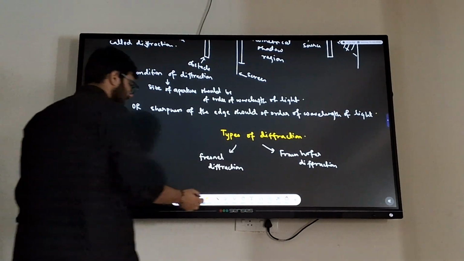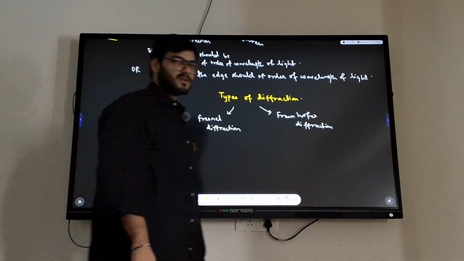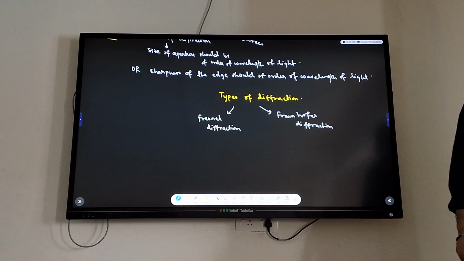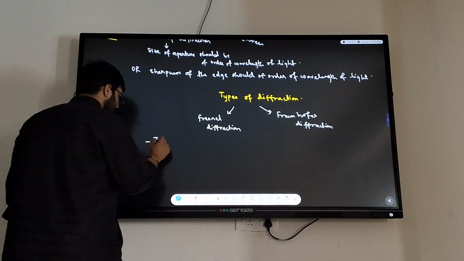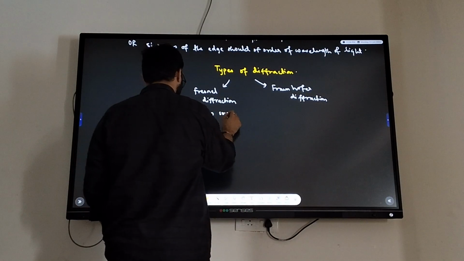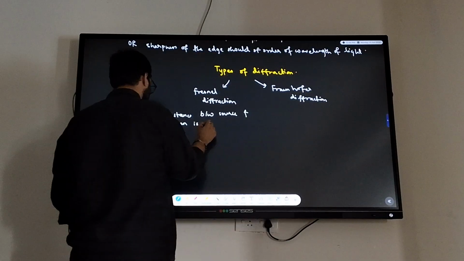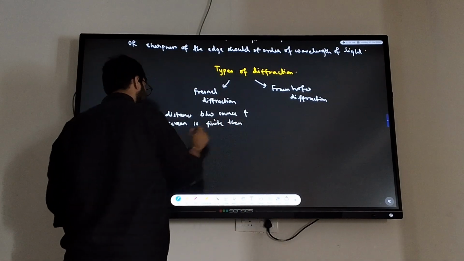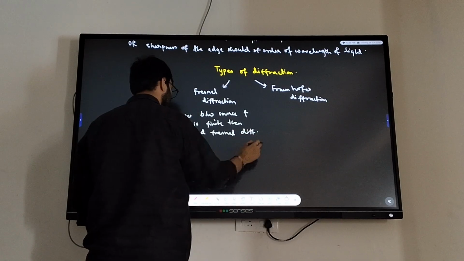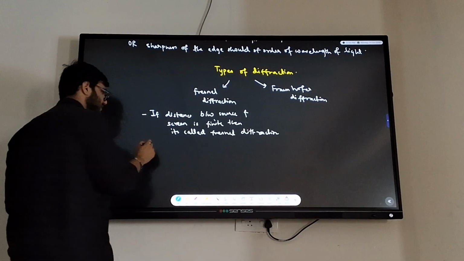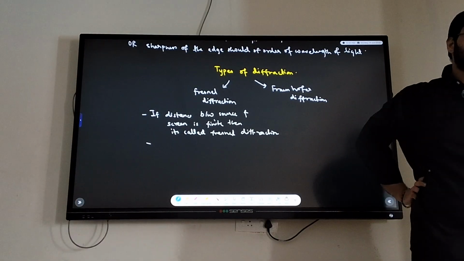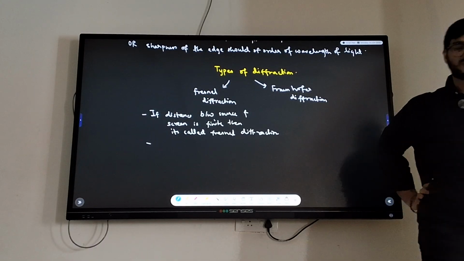What is the meaning of Fresnel diffraction? It's all about the distance between your screen and the source. If that is a finite distance, then you will say that the diffraction occurring is Fresnel diffraction. So let me write it. And if it is very close or finite, then if you take a point source, what kind of wavefronts will you get? Spherical wavefronts.